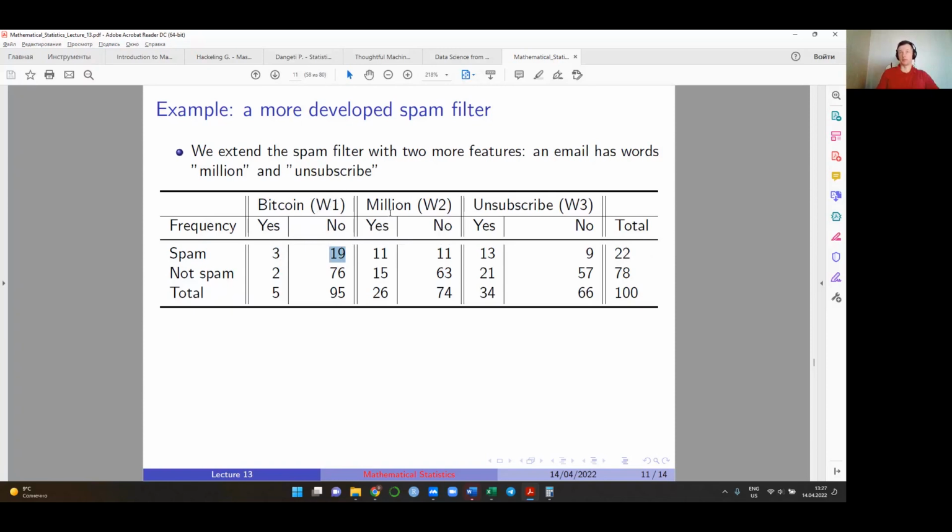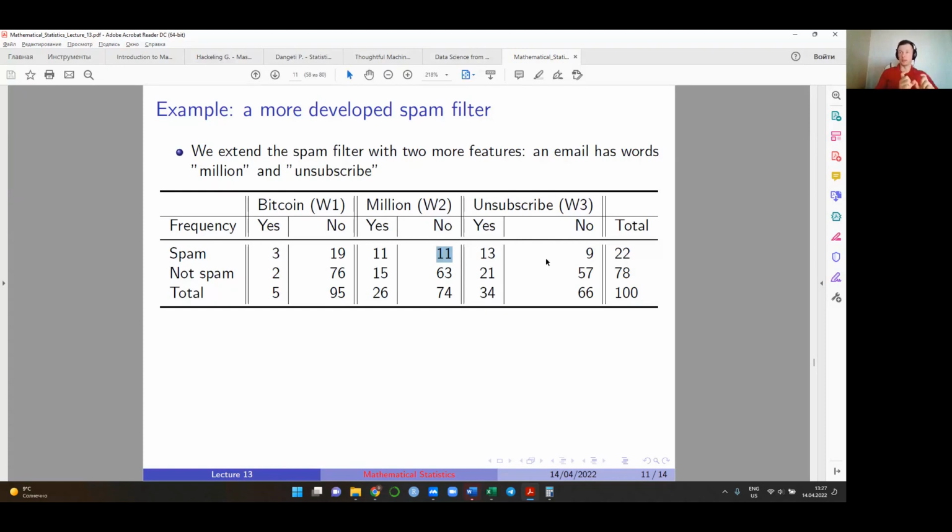So then 11 spam emails contain the word million, and 11 spam emails do not contain the word million. So in total 22. 13 spam emails contain the word unsubscribe, and 9 of them do not contain the word unsubscribe, and so on. So you see that these are just 3 separate contingency tables.